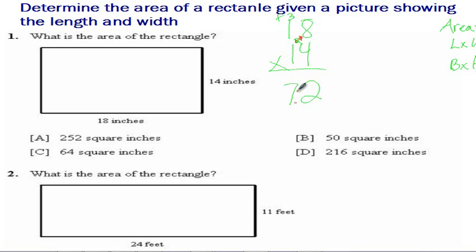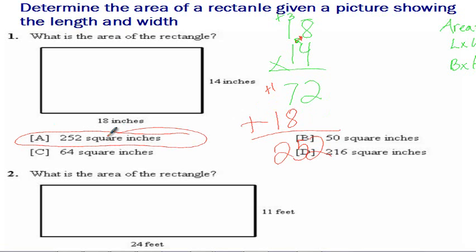remember the answer goes on the tens column. 8 times 1 equals what? 8. 1 times 1, 1. Now we add. 8 plus 7 equals 15. 2. Our answer is 252 square units. So I was right. What is the area of the rectangle?